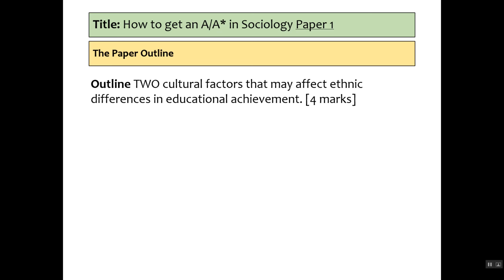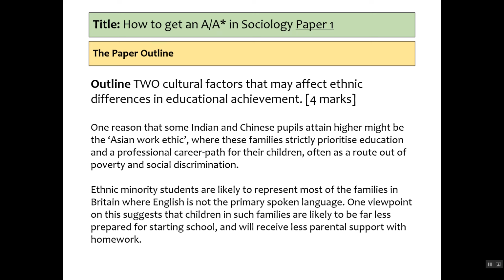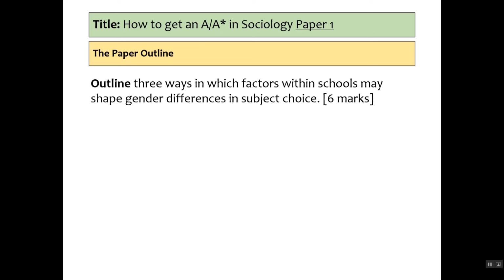For our 2017 paper, outline 2 cultural factors that may affect ethnic differences in education achievement for 4 marks. You gain 1 mark for stating one reason that some Indian and Chinese pupils attain higher rates might be the Asian work ethic. 1. Where these families strictly prioritise education and a professional career path for these children, often as a route out of poverty and social discrimination. 2. And again, 3 for the next part and 4 for the next.